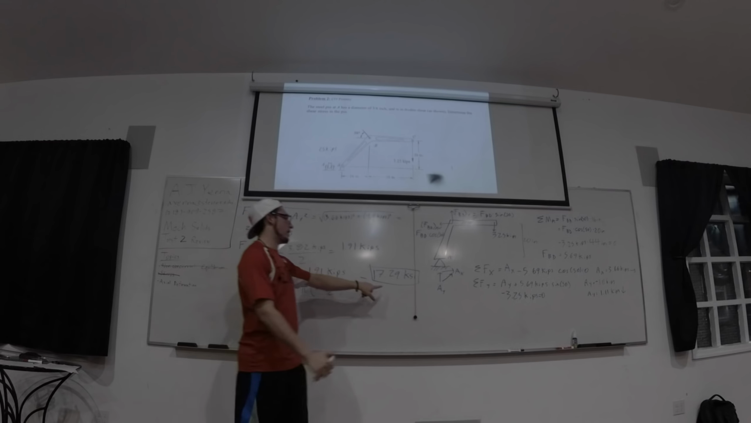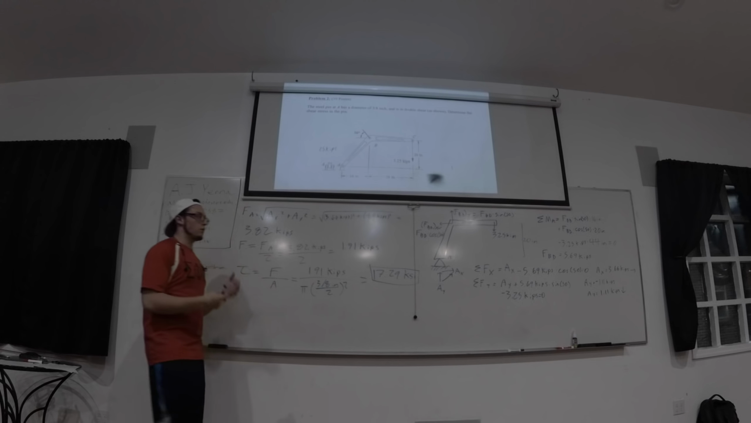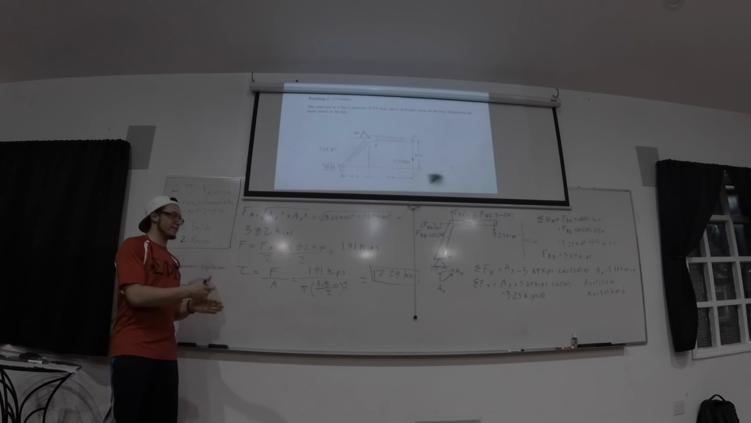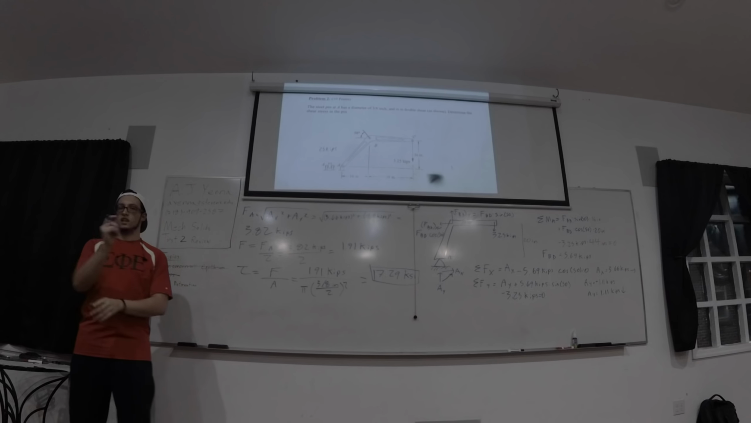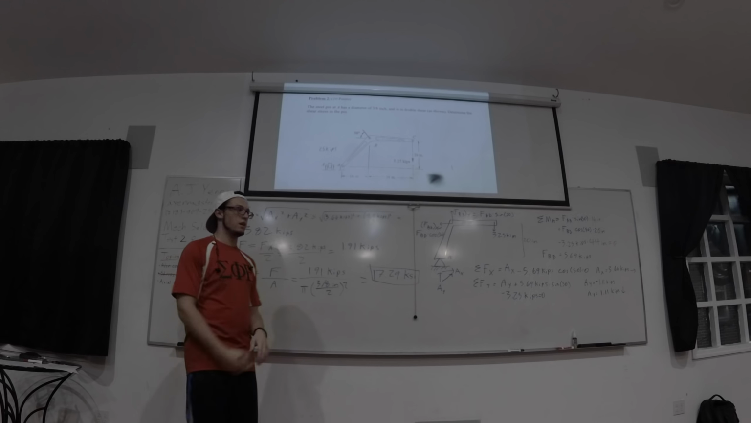That means 17.29 KSI is the amount of stress it takes for the thing to actually break. When doing design problems, you don't want to design something right up to the point where it might break, because any little extra thing over that can cause a serious problem, which is why we have factor of safety.